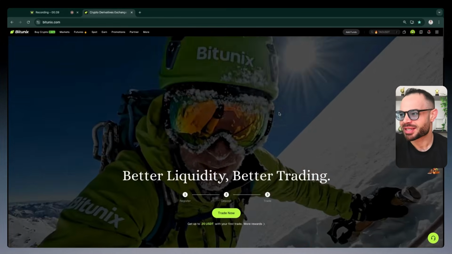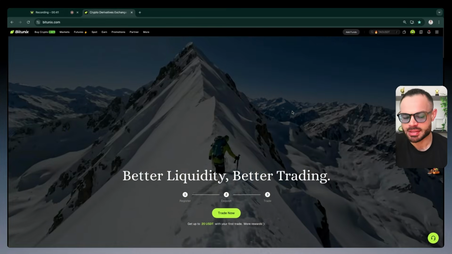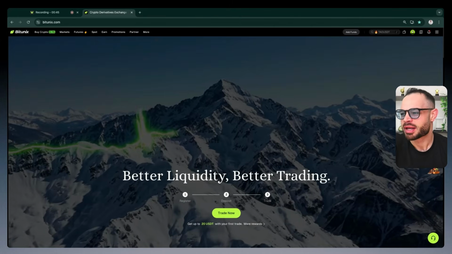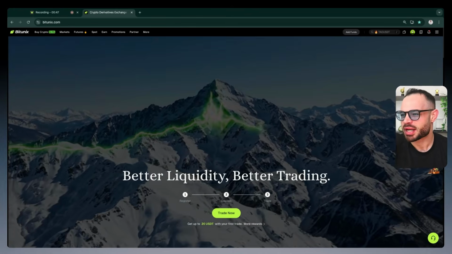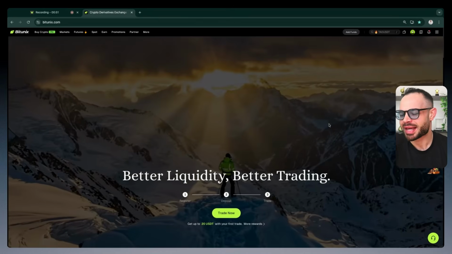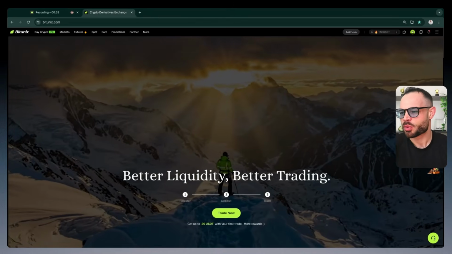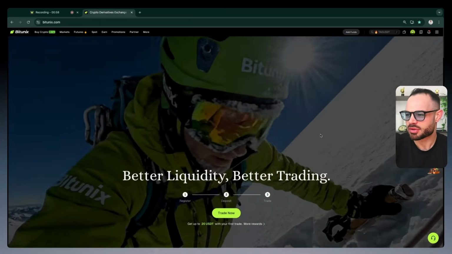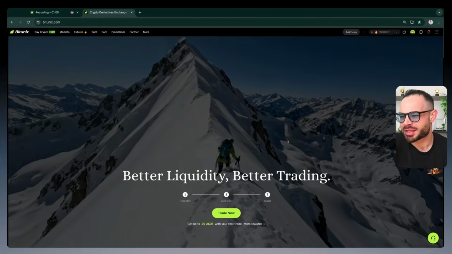But Bitunix is a non-KYC centralized cryptocurrency exchange. And again, you're going to want to have a non-KYC exchange in your arsenal. I do often advocate for not having any one single source of failure, whether that is a centralized exchange, using decentralized exchanges, or even using more than one self-custody wallet.